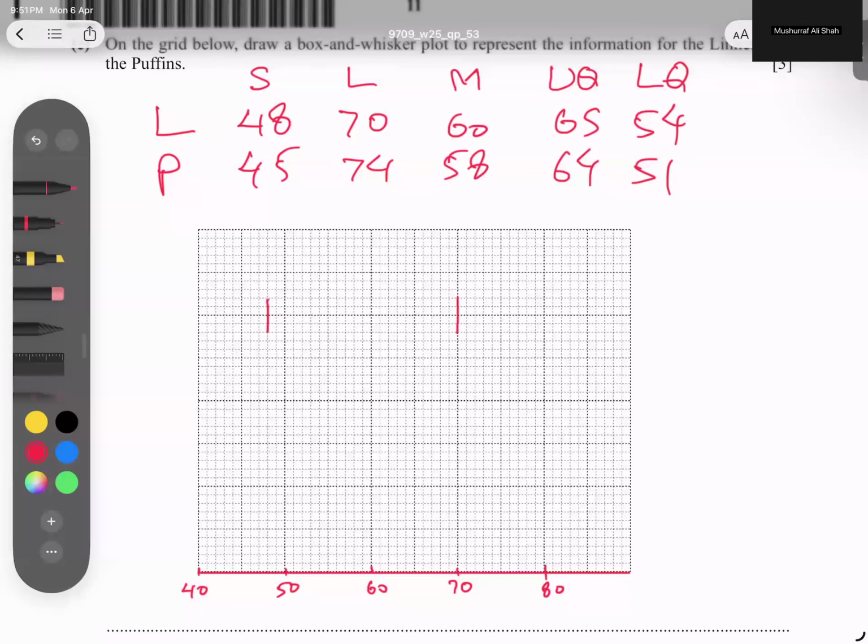Here. And where is the median? 60. Here. And what is the upper quartile? 65. Here. Lower quartile 54. This. So box here and whisker here. So I believe this part is very clear.